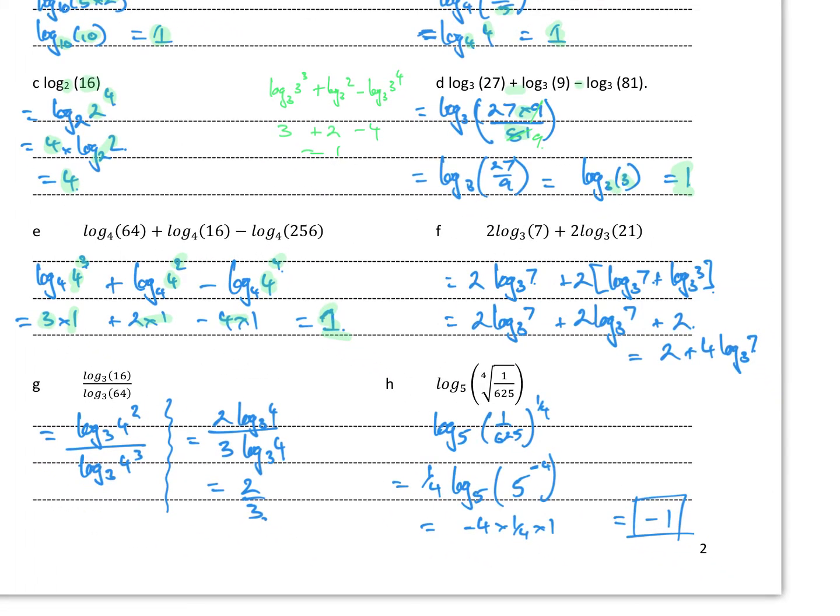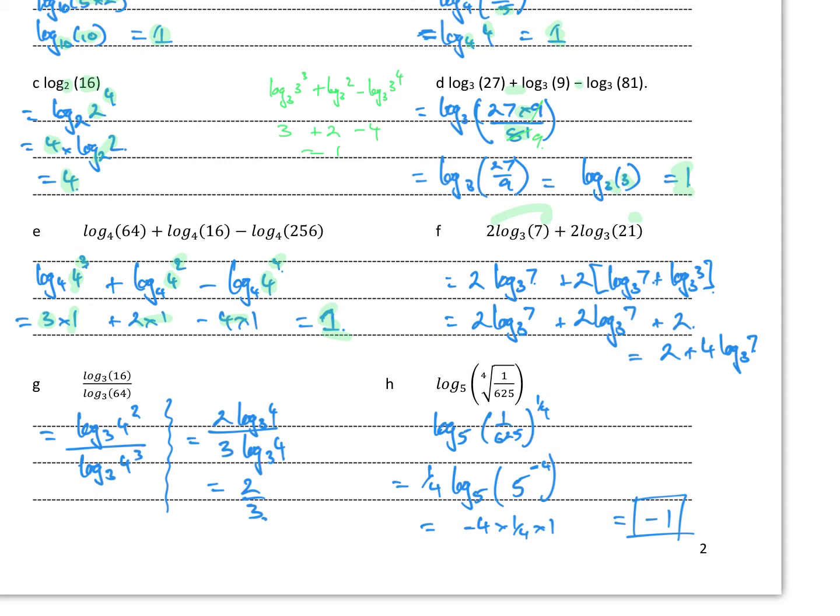This one's a little bit different. I guess initially I was going to go with, and I have in the past, bringing the 2 in. So I get a 7 squared and a 21 squared. And I'm going to add logs of the same base. So I'm going to end up with 49 times 21 squared, which is a mighty big number.